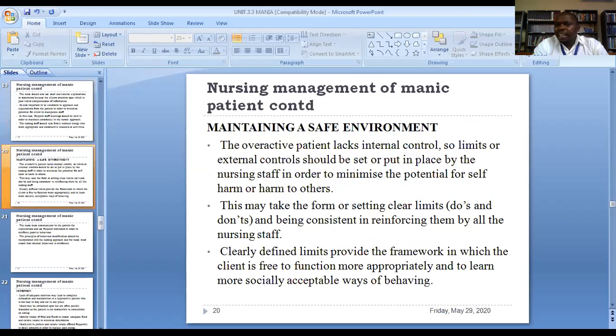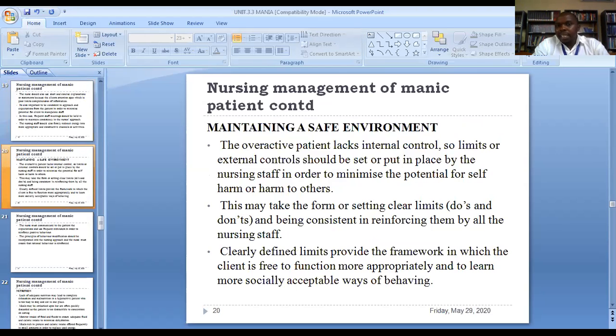The other point that the nurse should think of is how to maintain a safe environment. So the overactive patient lacks internal control, remember? So limits or external control should be set or put in place by the nursing staff to avoid unnecessary injury to self or to others around the patient.